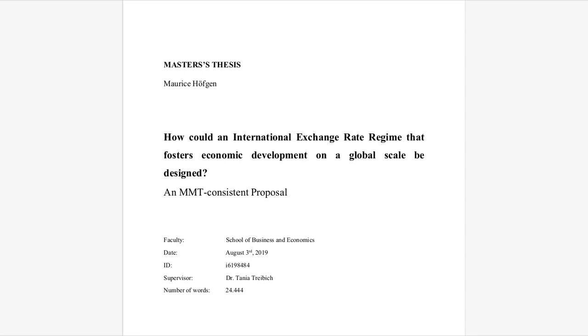Which is why Höfgen goes beyond simply critiquing the existing system. He lays out four essential criteria for what a development-boosting exchange rate regime would actually need to achieve. Let's hear them. What does a good system look like according to this paper?